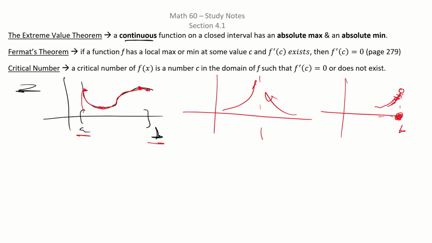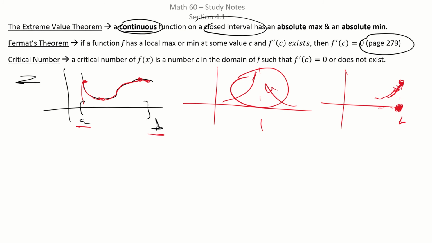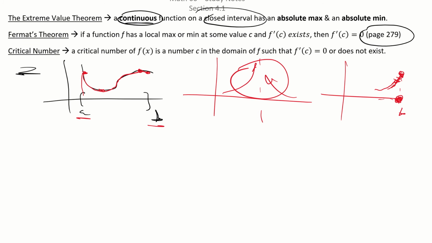So you have to close the interval off so that you can achieve the max and min, and you have to have continuity so that you have, again, a max and min in this case. So that's why continuous and closed interval are important to that. Fermat's theorem is on page 279, and it is proven there, and he does it in an interesting way. I would like to do that maybe someday, but I don't think I've ever done it.